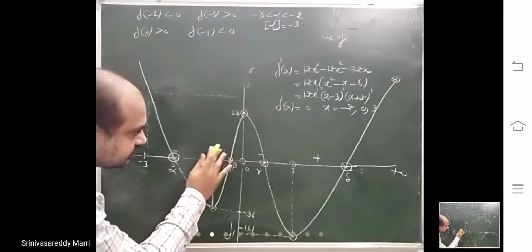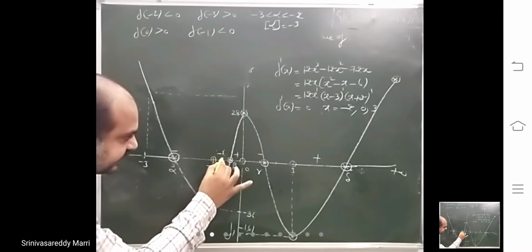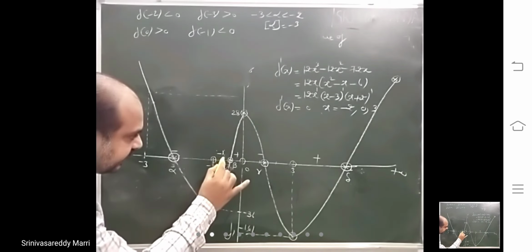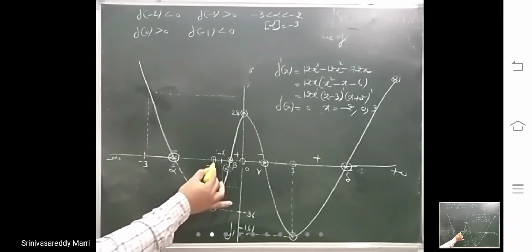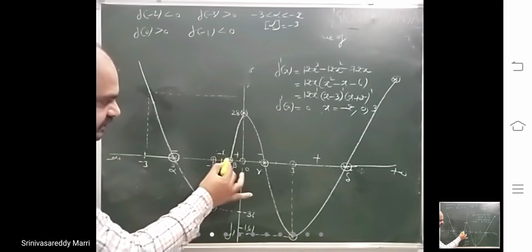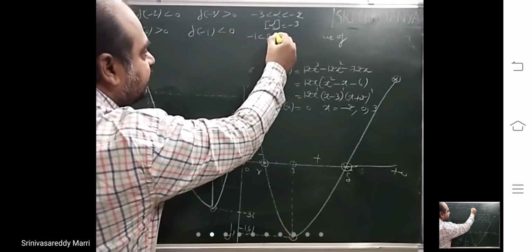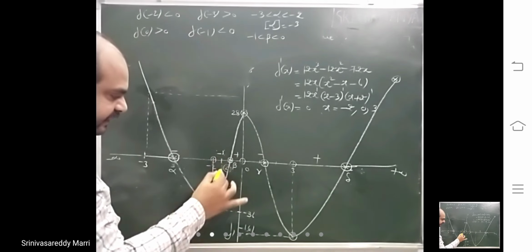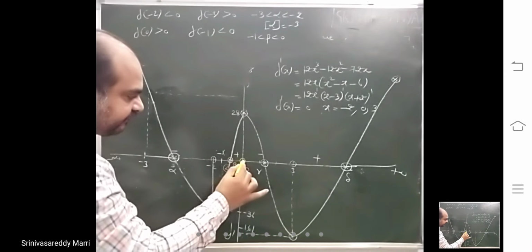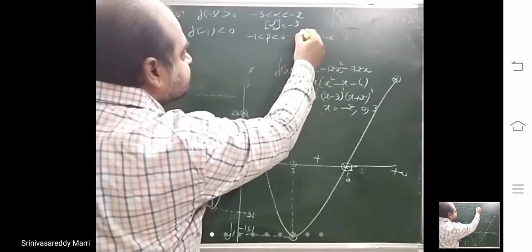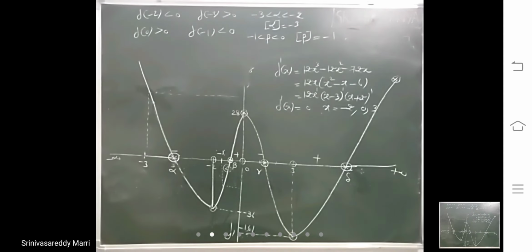f of minus 1 is negative, which means minus 1 will lie to the left of beta. At minus 1 the graph will be somewhere here like this. That means beta lies between minus 1 and 0, because f of minus 1 is negative and f of 0 is positive. So definitely the root will lie between minus 1 and 0. That means the step of beta is minus 1. Beta is over.